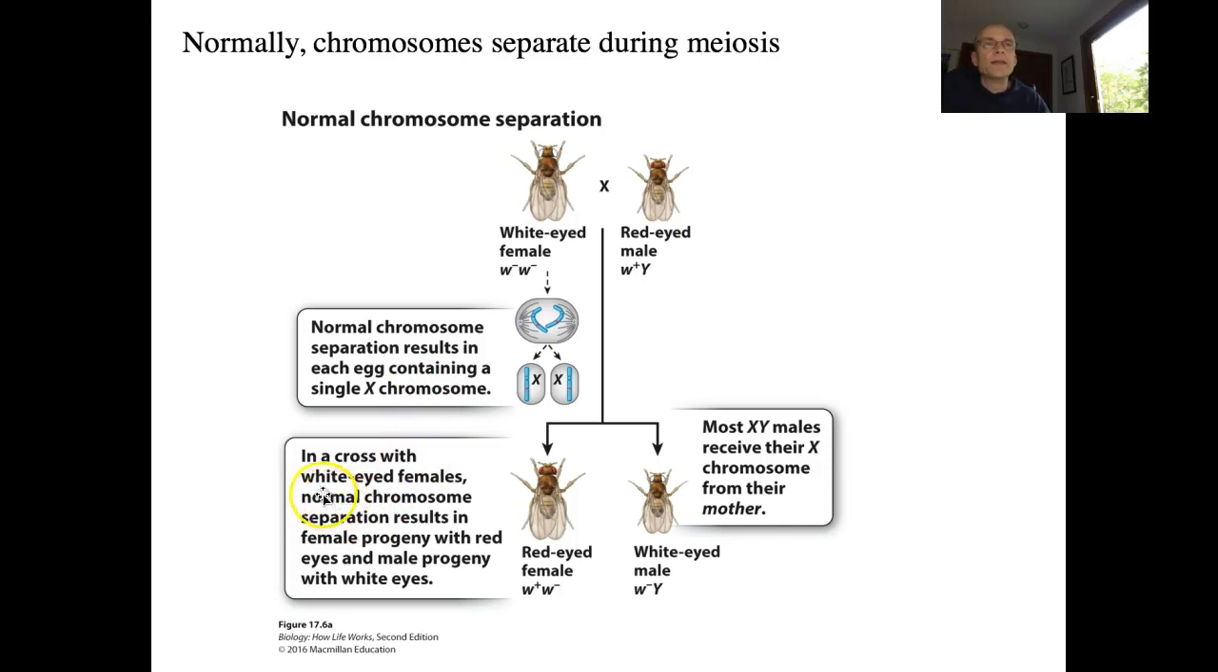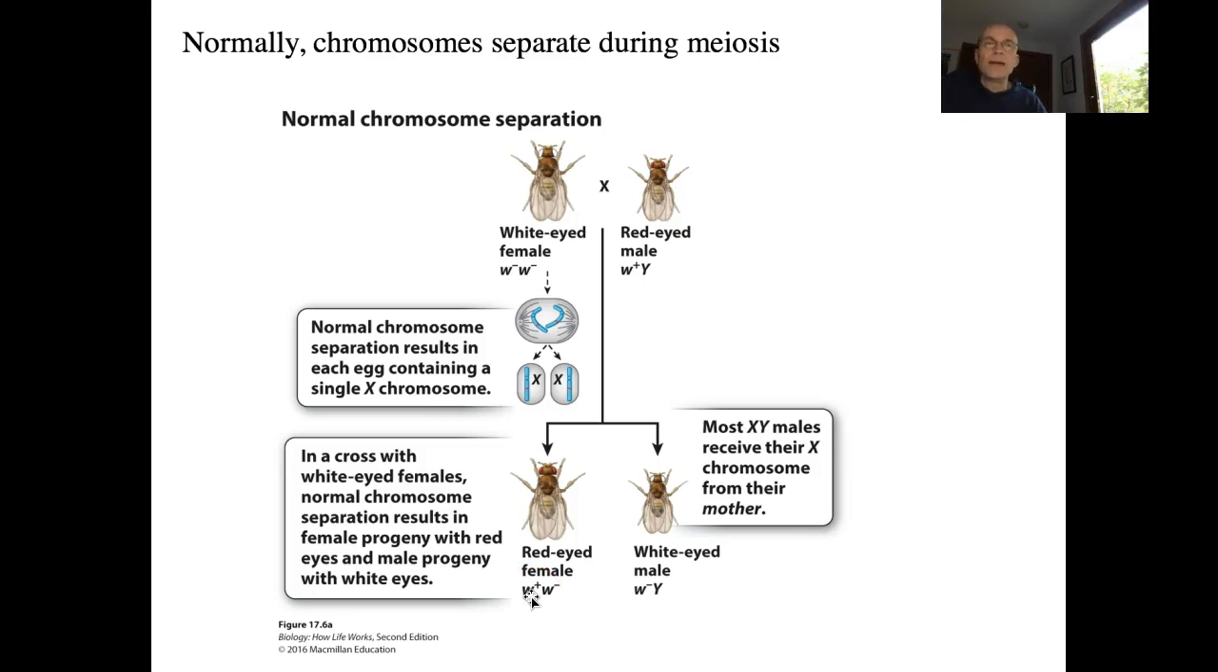And then in a cross with white-eyed females, so this is a white-eyed female, normal chromosome separation results in female progeny with red eyes and male progeny with white eyes. So you have the red-eyed male here. Here's the W minus, W plus. That would be a red-eyed female because she doesn't have a Y chromosome, and because the dominant W plus allele is the one that codes for red.